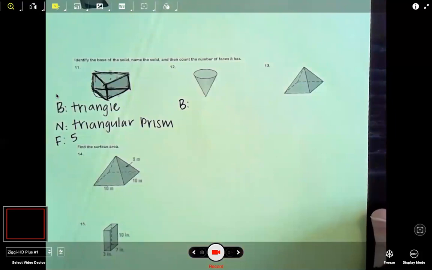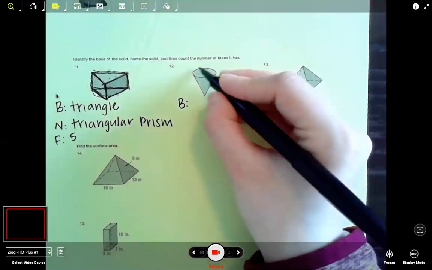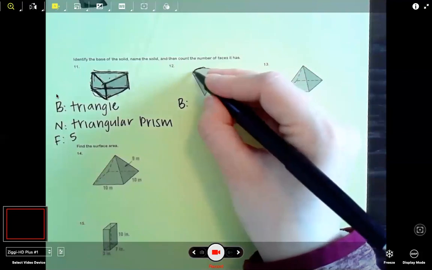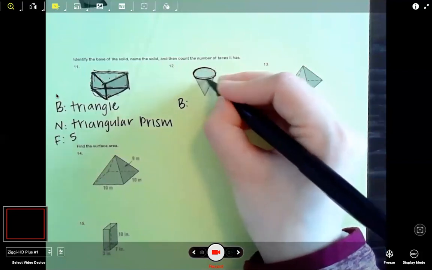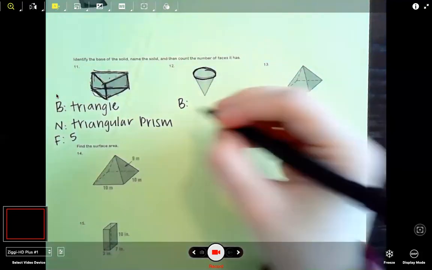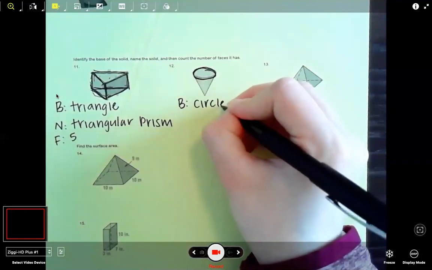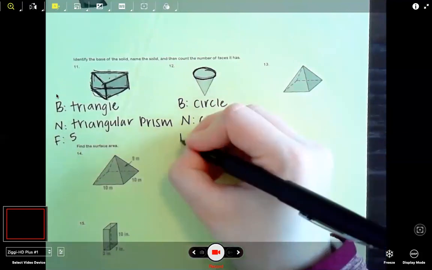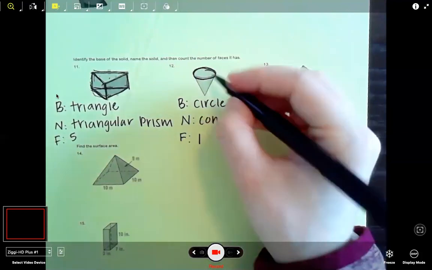Okay, Blondie, if we're done with cones completely, why are we doing 12? Should we just do 12 because it's easy? What's our base shape on 12? It's a pyramid, right? No, number 12 is a cone. Yep. So this base shape is what? Circle. Its name is a cone, and it has one face, just that top part is a face.